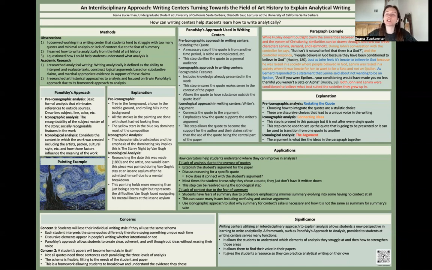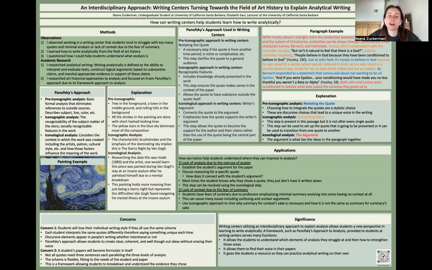Now, this approach can be used in writing centers. So pre-iconographic analysis in writing centers looks like restating the quote. Now, while this may seem redundant, it can be very helpful if there's a very complicated quote or quote from another time period. For example, if you had a Shakespearean quote, it might be difficult for the reader to understand what the quote is saying. So restating the quote in modern language could help clarify what the quote is saying to the reader.